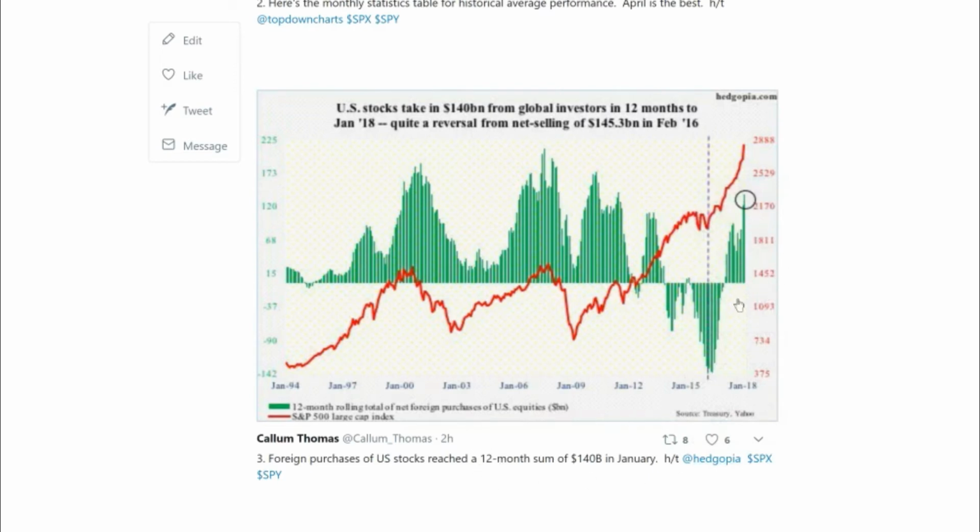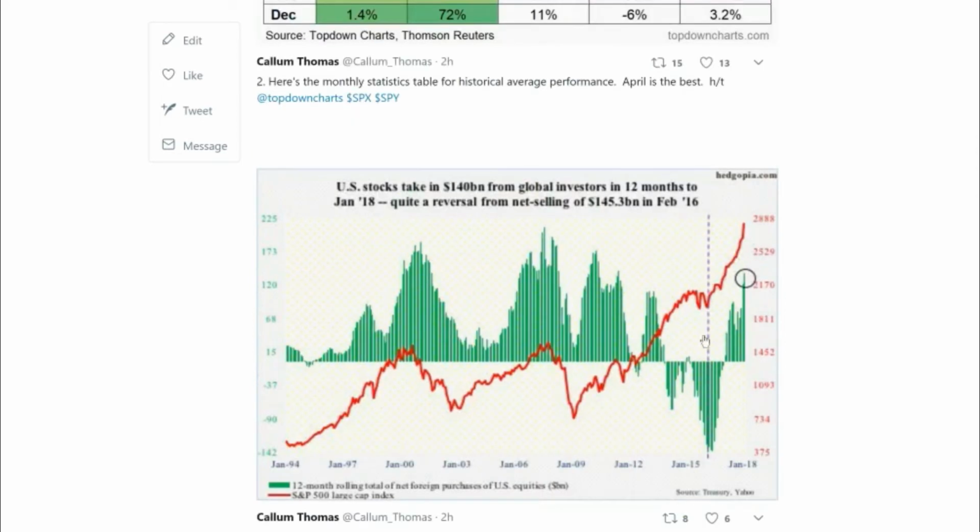This one here in the green is showing you the rolling 12-month net flows from global investors, or offshore investors, into US stocks, and it's been quite substantial flows over the last 12 months, at 140 billion in the 12 months to January. It's a massive reversal from their net selling of 145 billion in the 12 months to February 2016.